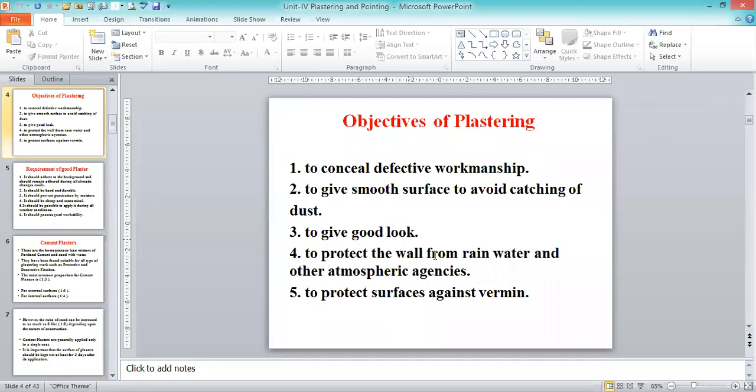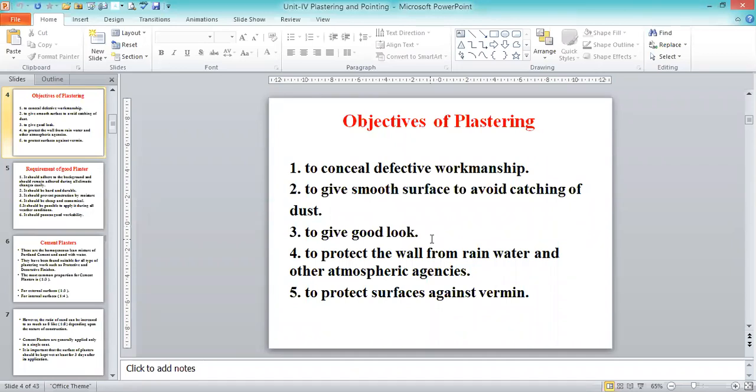So if we do not do the plastering, we lose the good look, that is the appearance. The objectives are also to protect the wall from rainwater, moisture and other atmospheric agencies, and to protect surfaces against vermin. Whatever white ants or vermin there are will not affect your masonry work or the structural members, or the viruses that can develop in the concrete itself. There is also bacterial concrete nowadays, an advancement. Even if bacteria develop, we can remove them and do the concreting.